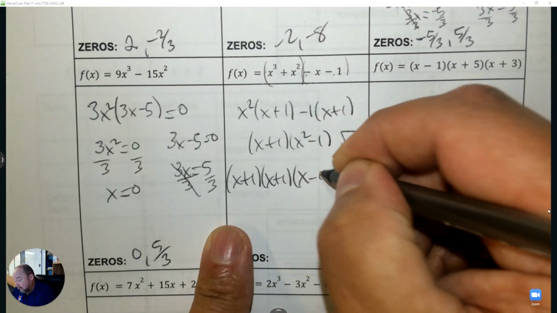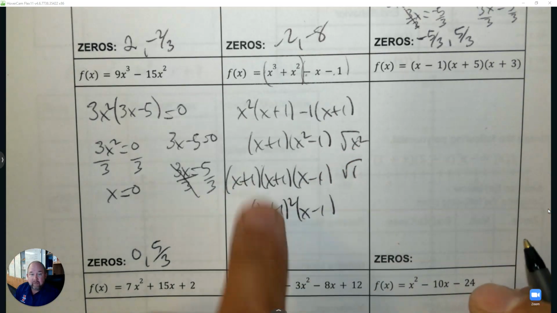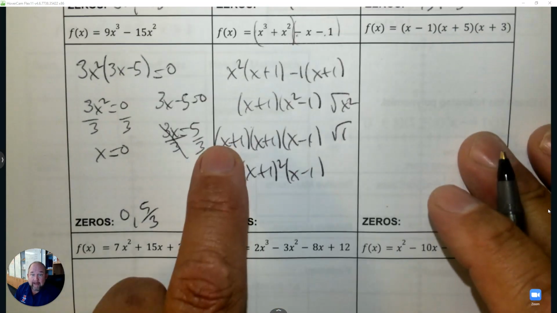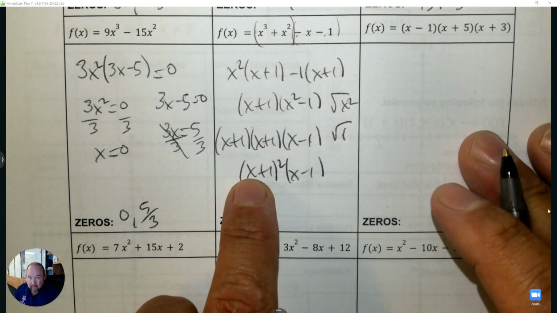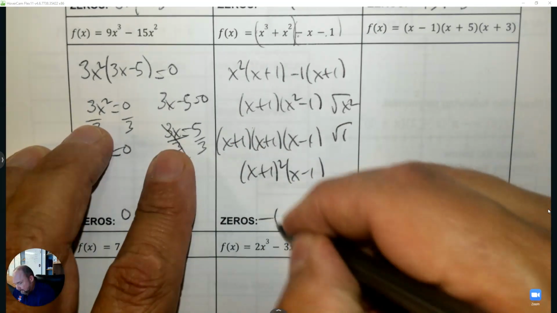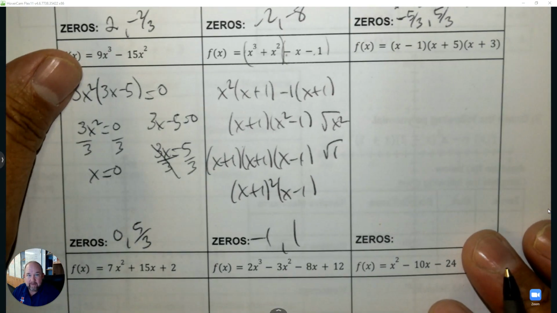Now we already have an x plus 1 there. So we can write this as x plus 1 squared times x minus 1. So we don't write down negative 1, negative 1. There's just 1 zero there. It's negative 1 and positive 1. And those are the two numbers that make the equation 0.